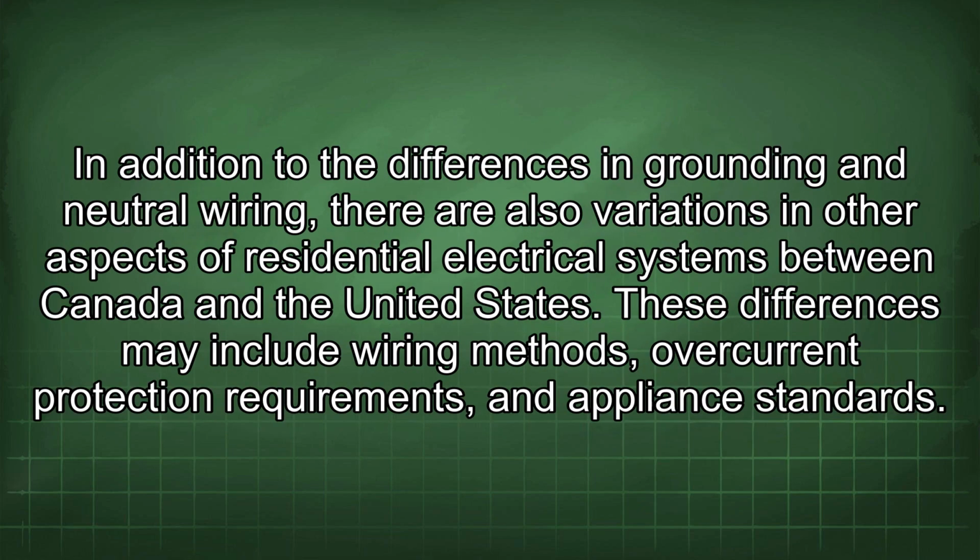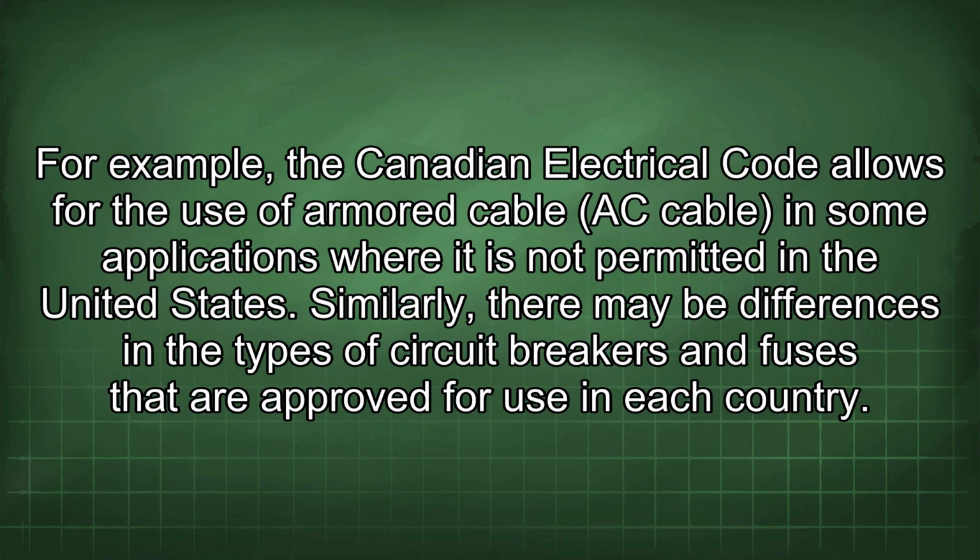In addition to the differences in grounding and neutral wiring, there are also variations in other aspects of residential electrical systems between Canada and the United States. These differences may include wiring methods, overcurrent protection requirements, and appliance standards. For example, the Canadian Electrical Code allows for the use of armored cable, AC cable, in some applications where it is not permitted in the United States. Similarly, there may be differences in the types of circuit breakers and fuses that are approved for use in each country.